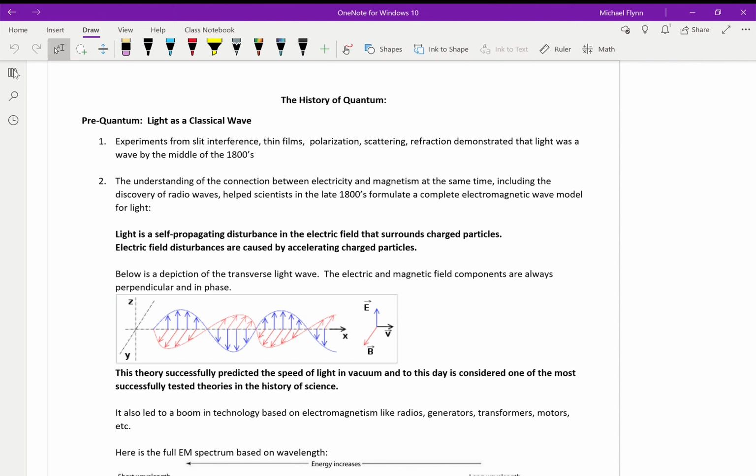Okay, quantum physics. This is the coolest stuff ever. Yeah, let's get right into it.